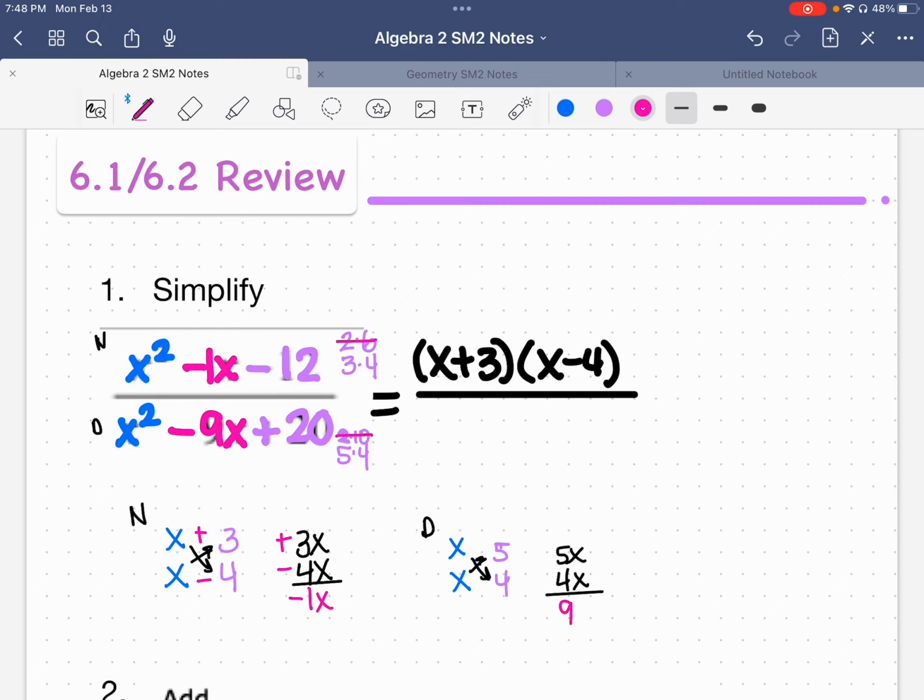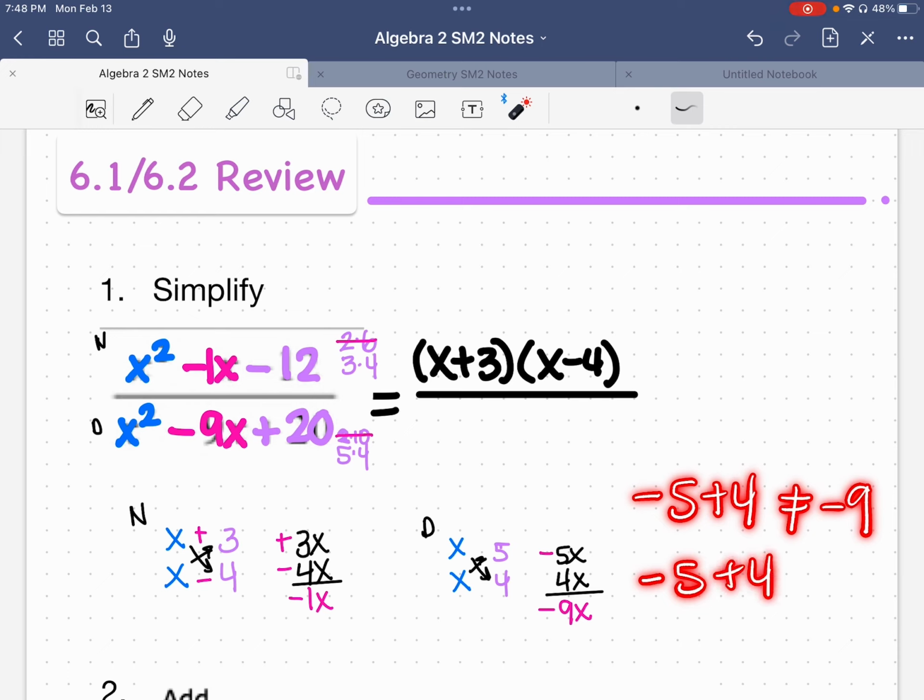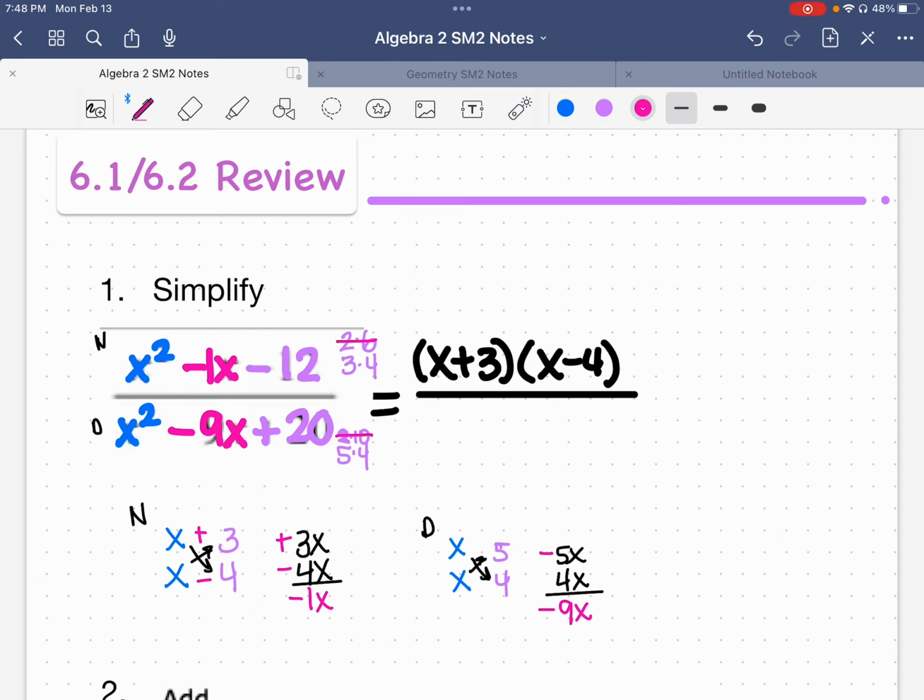Okay, I want 9x, but I want negative 9x. Remember, we talked about the last time we had to make it the bigger of the two numbers takes the sign. So 5 gets the sign, right? But negative 5 plus 4 does not equal negative 9. Negative 5 plus 4 is equal to negative 1. But we know that 5 plus 4 is 9. All I have to do is make them both negative.